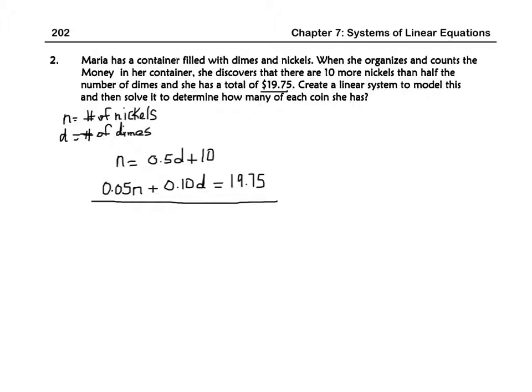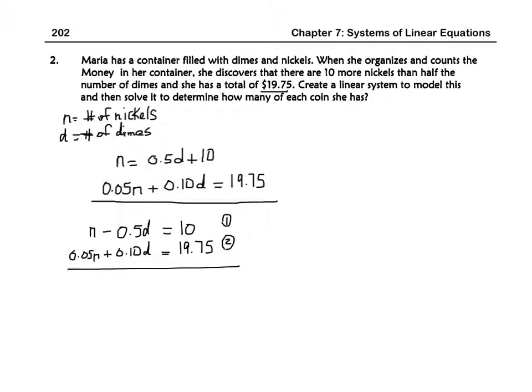So the first thing we need to do is put both equations in the same order. If I follow the order of the second equation, the first equation would be rewritten as n minus 0.5d equals 10. So you get your n's first, then your d's, then your constants on the other side. The second equation is already written in that form. So 0.05n plus 0.10d equals 1975. So there's equation 1 and equation 2.